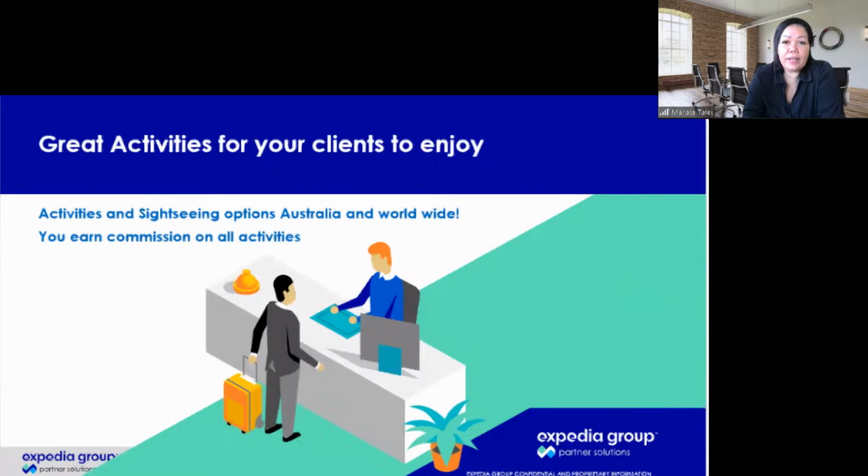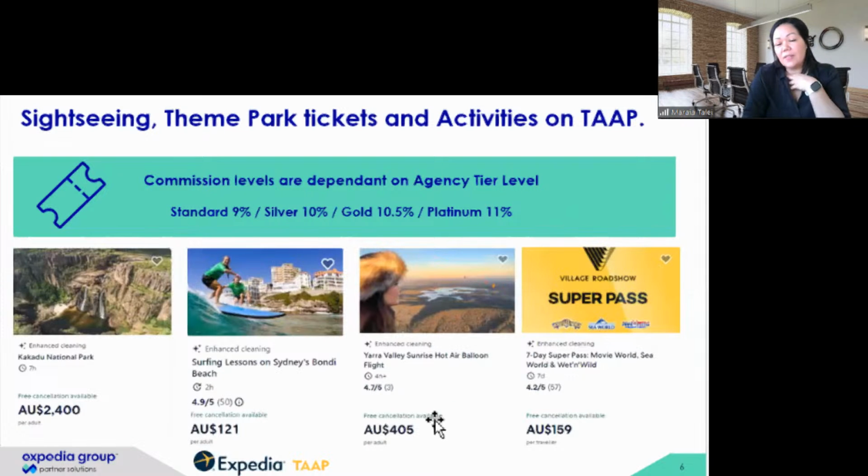Next, we have great activities for your clients to enjoy. This is where, as we've discussed, we have a huge range of over 70,000 activities and sightseeing options for your clients. So with sightseeing options, you've got theme park tickets and activities in TAAP.